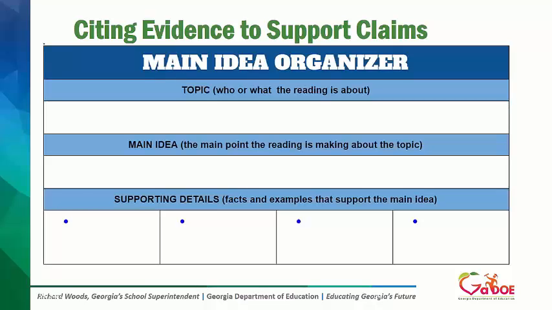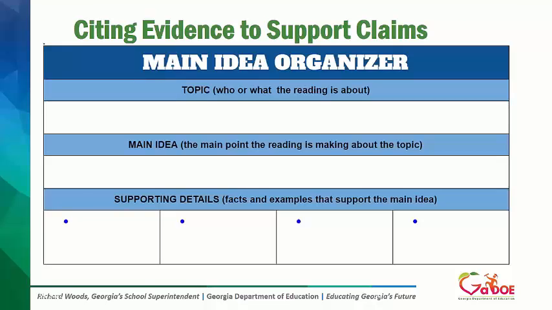I had them read the article and tell me what the topic is, or what the reading is about. The main idea is the main point the reading is making about the topic. Then they had to give me some details that support the main idea. The kids did that on their own. Then we went over what Georgia, Florida, and Alabama thought about the Chattahoochee River and Lake Lanier and what happened.